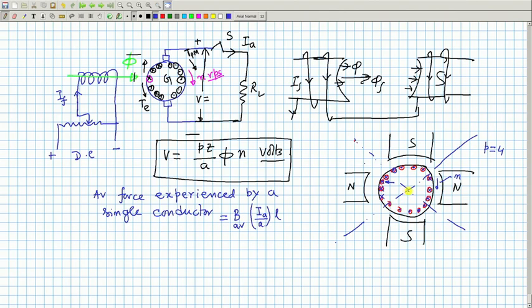What is the torque? Torque about the origin or about the shaft? The torque experienced by this conductor will be equal to the force into d by 2, that is B average into I_A by A into L into d by 2, the radius. Force into distance about this point.